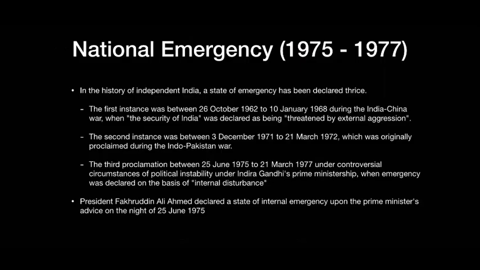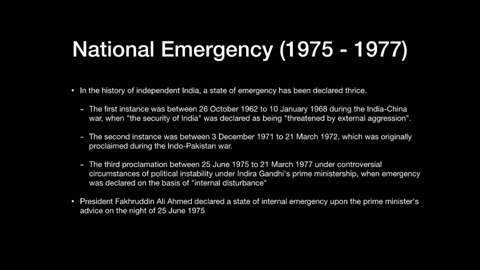National Emergency, 1975 to 1977. Now, in the history of independent India, a state of emergency has been declared 3 times. The first was between 26th October 1962 to 10th January 1968, during the India-China War, when the security of India was declared as being threatened by external aggression. The second instance was between 3rd December 1971 to 21st March 1972, which was proclaimed during the Indo-Pakistan War.